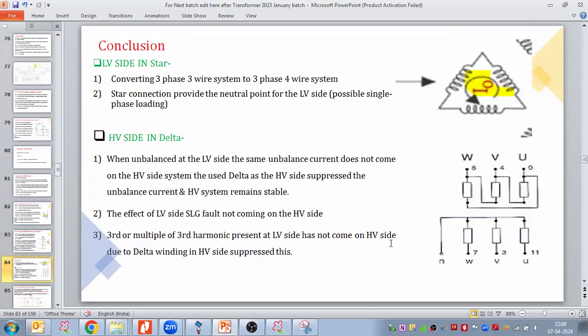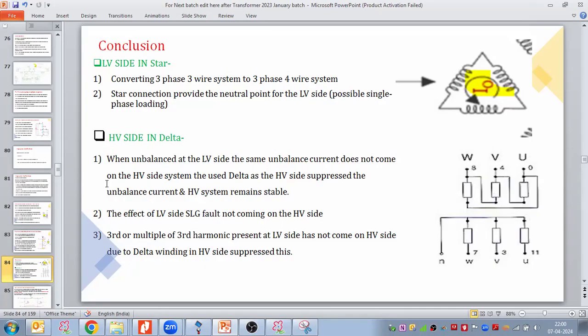Let us see some advantages and disadvantages again to conclude. The LV side in star converts the three-phase three-wire system into a three-phase four-wire system. This is one advantage of star. Star connection provides the neutral point for the LV side, so single-phase loading is possible. This is an advantage of star.